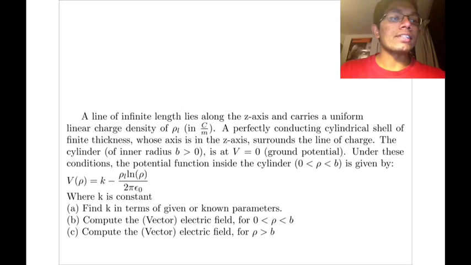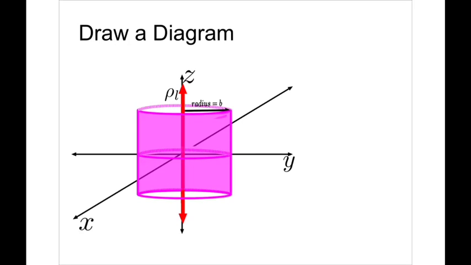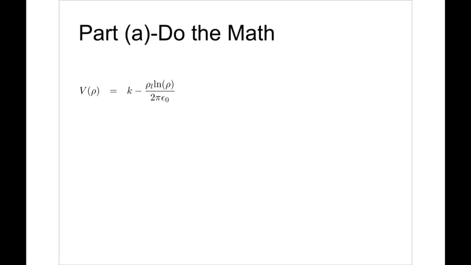Let's start by drawing a diagram. So here's what the coordinate system looks like. Here we have the line of charge with charge density rho L, and this is the cylinder around the line of charge with radius B. So let's do part A now.